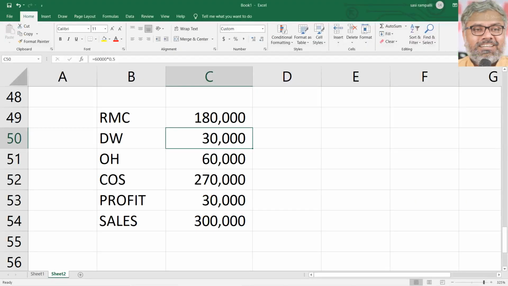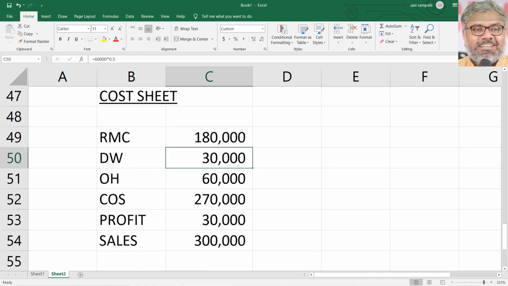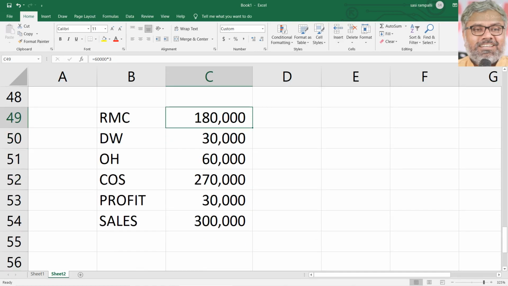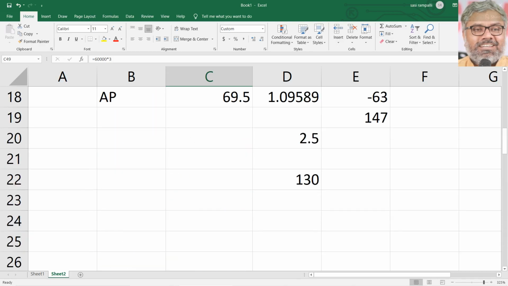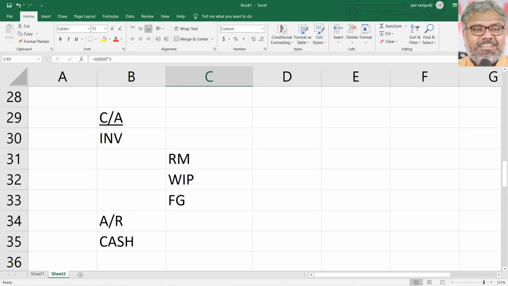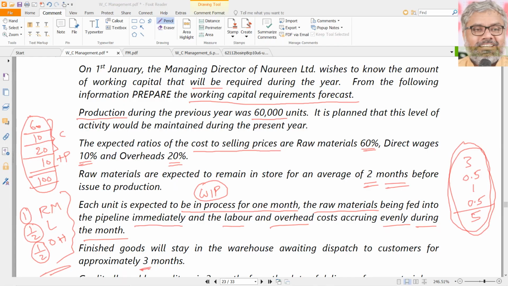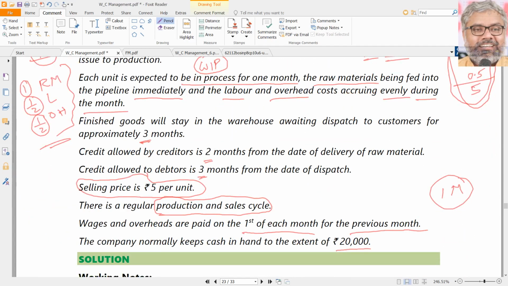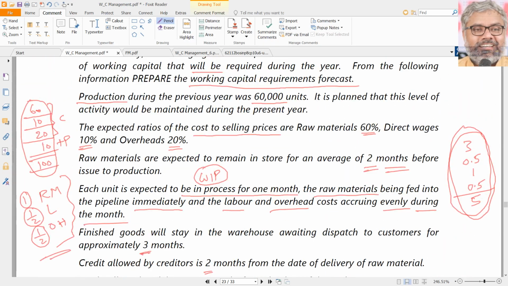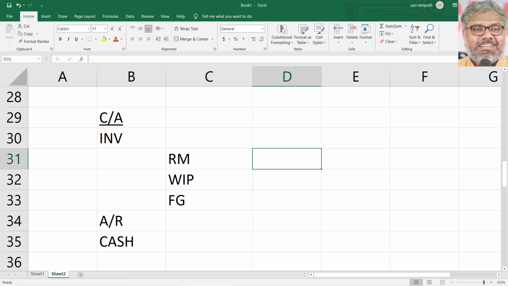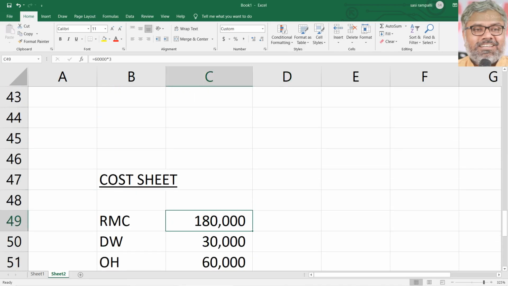This is not compulsory. For getting the amounts handy, this can be very helpful. Now straight away we can have a lot of easy calculations. Now look at that. In the current assets, raw materials stock we need. Raw materials stock is nothing but the cost of raw materials consumed into raw materials holding period divided by 360 or 365. What do you have to take here? No, not 365. Everything is given in months. So in this case, raw materials are expected to remain in store for an average of 2 months before issue to production. Means into 2 by 12. Raw material consumption into 2 by 12.